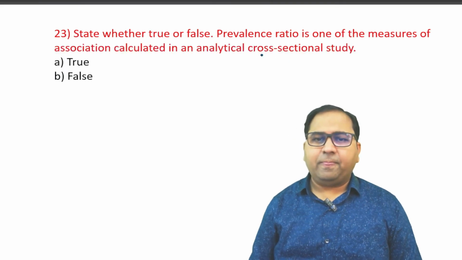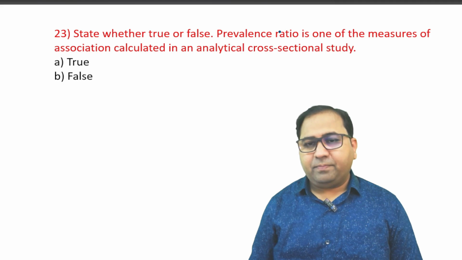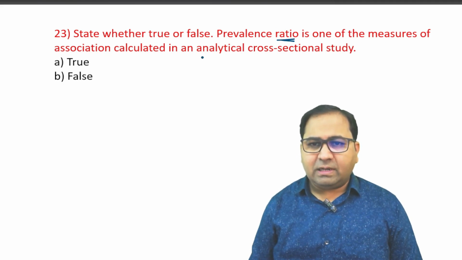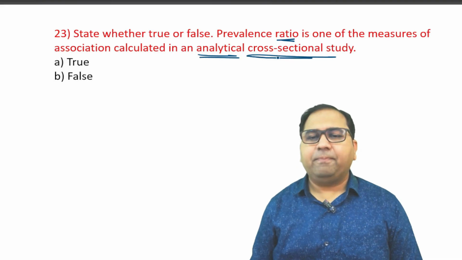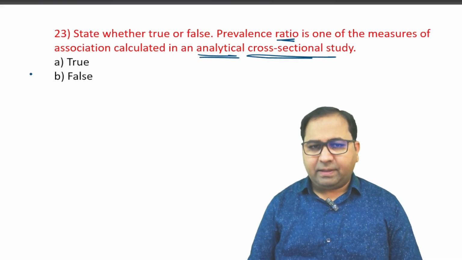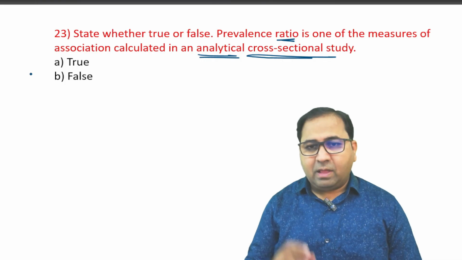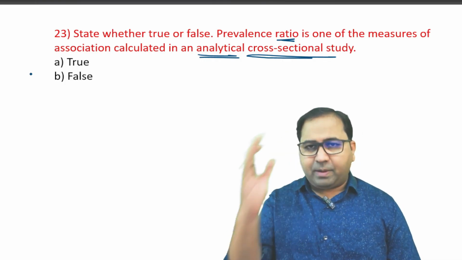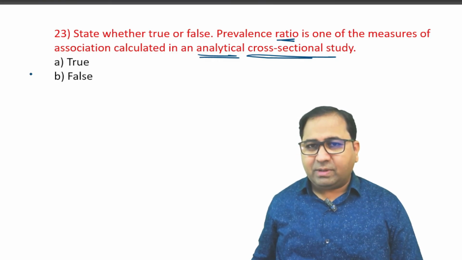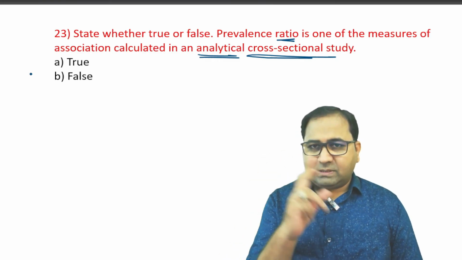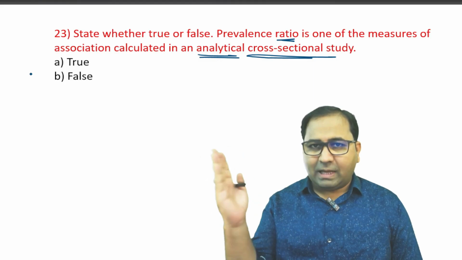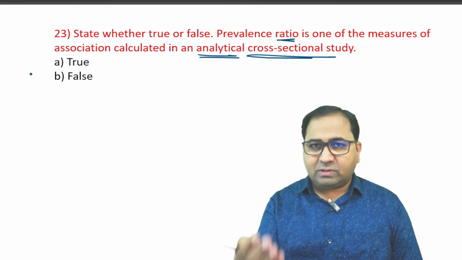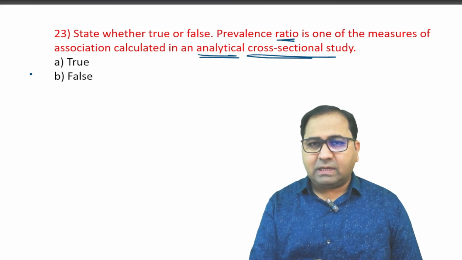Okay, Chalo, the next. State whether true or false. Prevalence ratio is one of the measures of association calculated in an analytical cross-sectional study. Is it a true statement or a false statement? The moment you get such type of question, you have to remember the chart that we have mentioned regarding describing one group in descriptive studies and comparing two groups in the analytical studies. That chart I have told. Please remember that chart, or you go back to the previous questions and try to study that chart again.